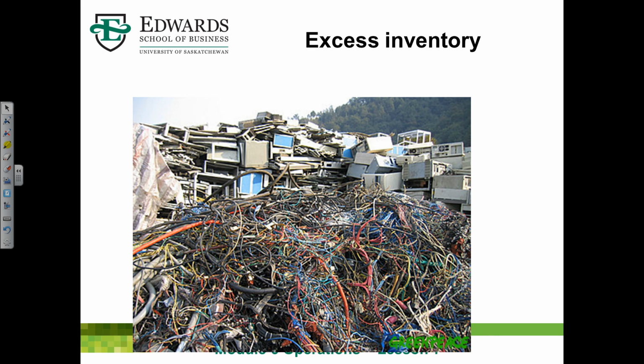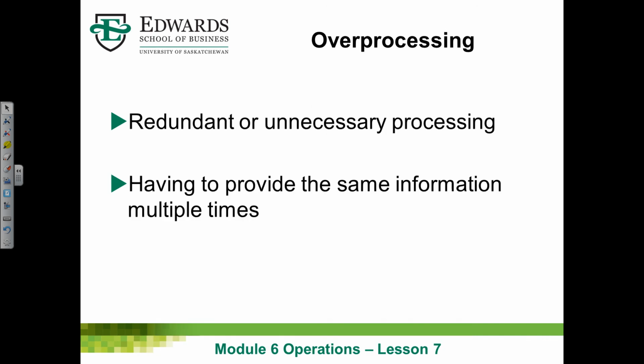Excess inventory is the sixth source of waste. That's where you have too much inventory, too many things that are piling up. It's a source of waste in this situation. The seventh source of waste is overprocessing. And that's where maybe you have some processing that's redundant, in other words, not needed, or it's purely unnecessary.